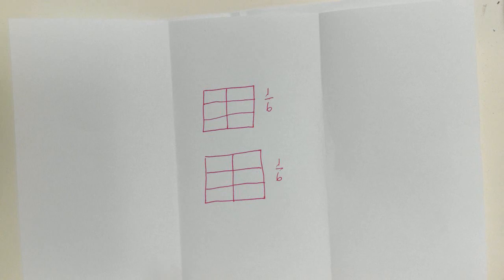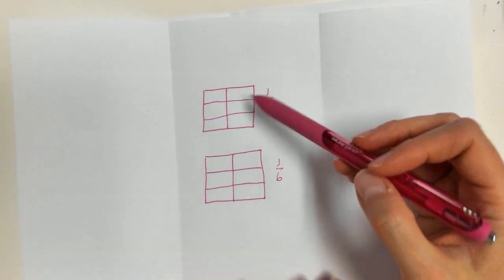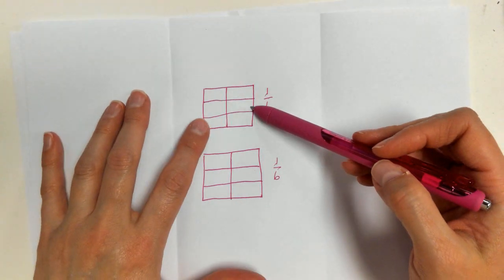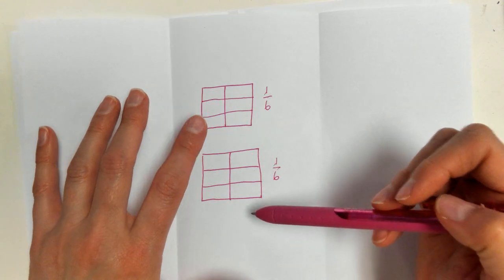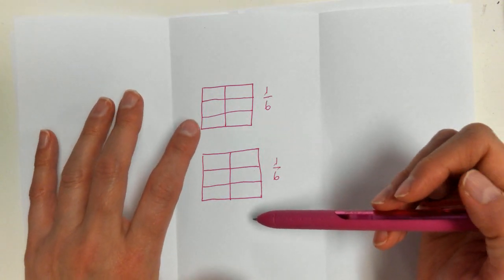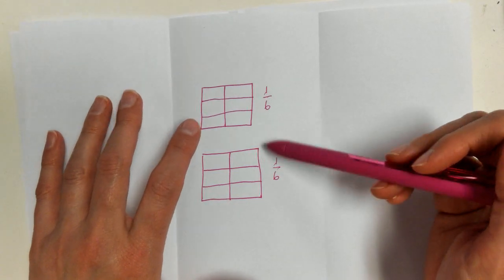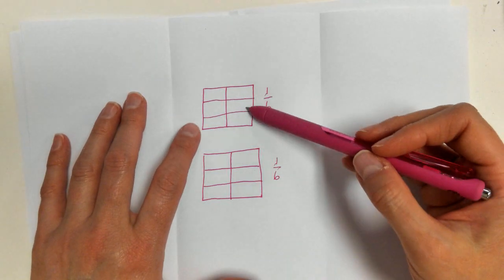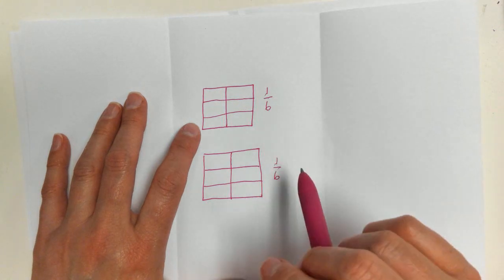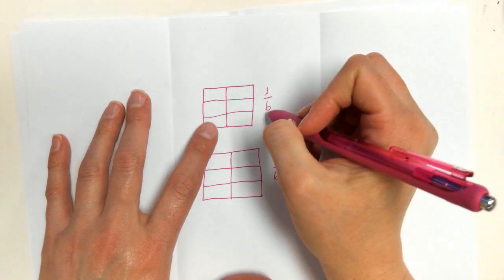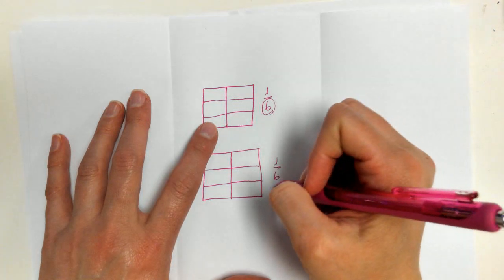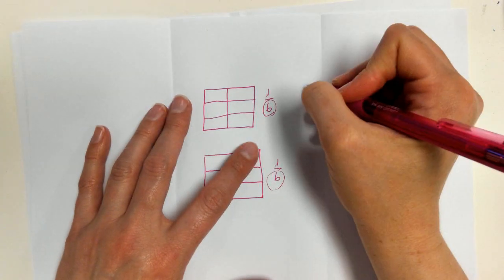What I need you to see is that I was able to divide the cake so that they're both divided into the same size pieces. Now I can compare because the size of the pieces are all the same. I've found the common denominator. The common denominator is 6.